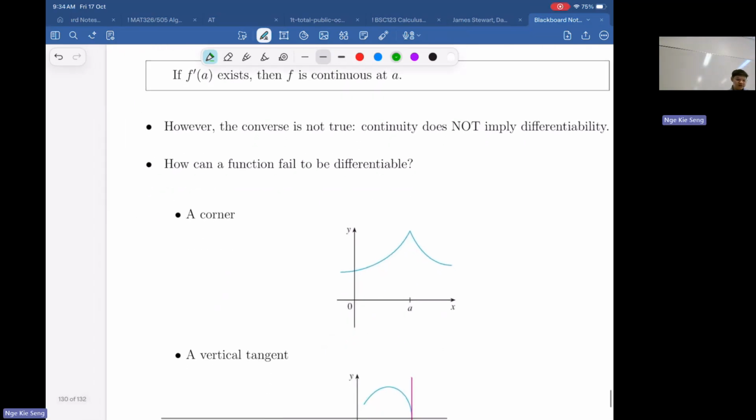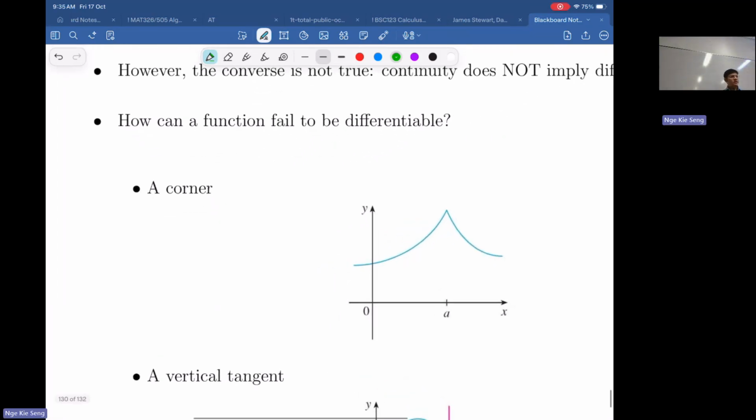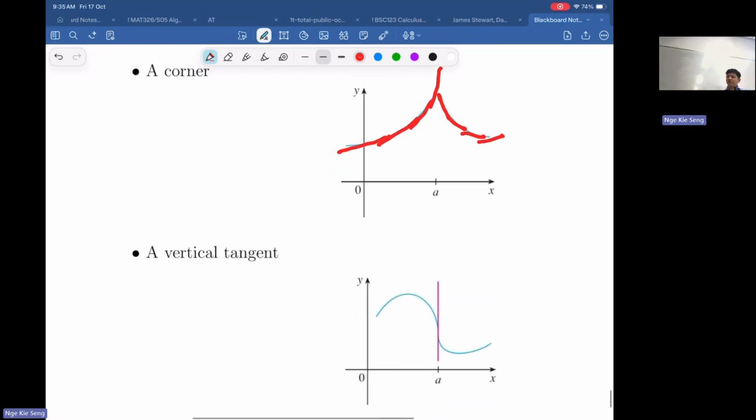So how can a function fail to be differentiable? For example, this corner here. I didn't tell you the formula for this corner, but if you look at the limit of your secant here, you can see that it goes to infinity. So this limit of secant cannot exist because it goes to infinity. So a corner is not differentiable. A vertical tangent also, because the tangent's gradient also goes to infinity. Everyone comfortable with a vertical tangent with an infinite gradient here?